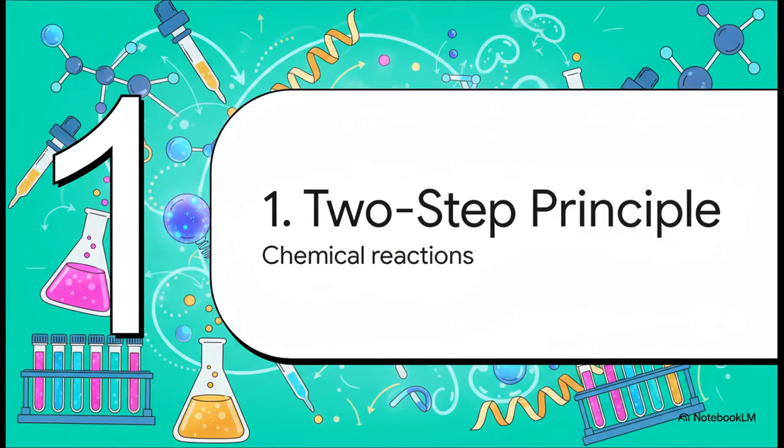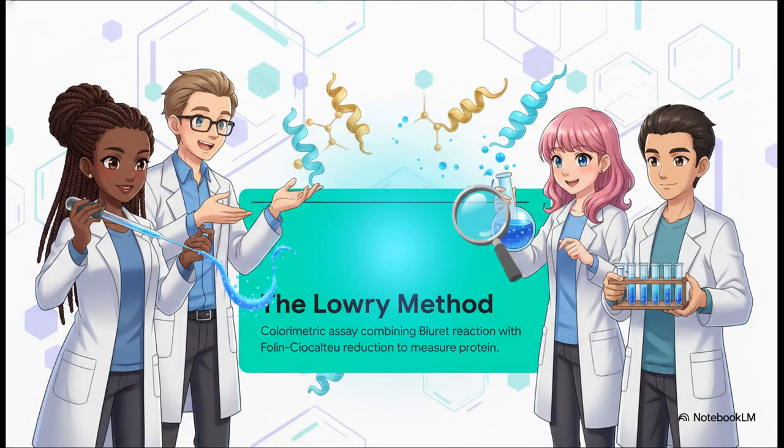Right, jumping into section 1, the two-step biochemical principle, the chemical reactions under the microscope. So, first described way back in 1951 by Oliver H. Lowry and his team, the Lowry method is a highly sensitive colorimetric assay. And that word colorimetric is the real key here. It literally means we're measuring the concentration of a substance just by analyzing how intense its color is.